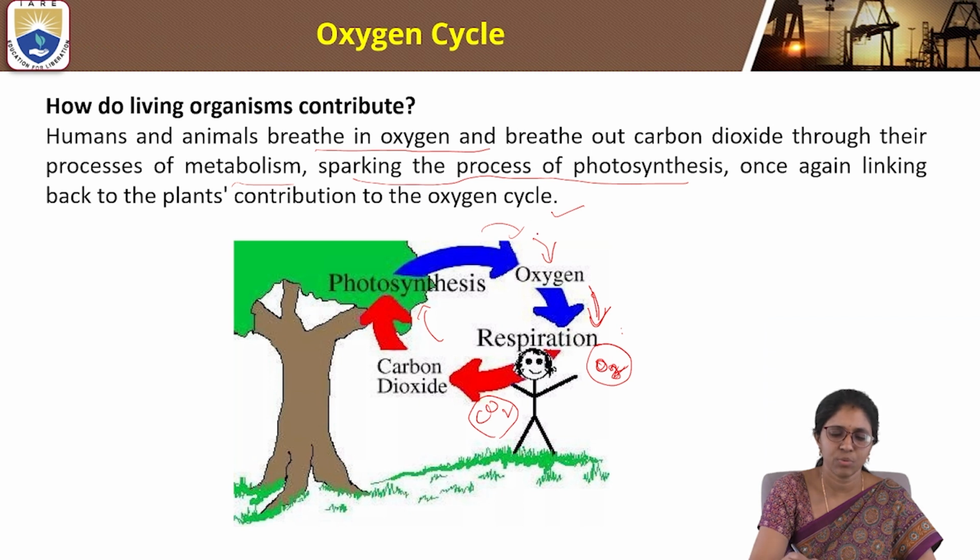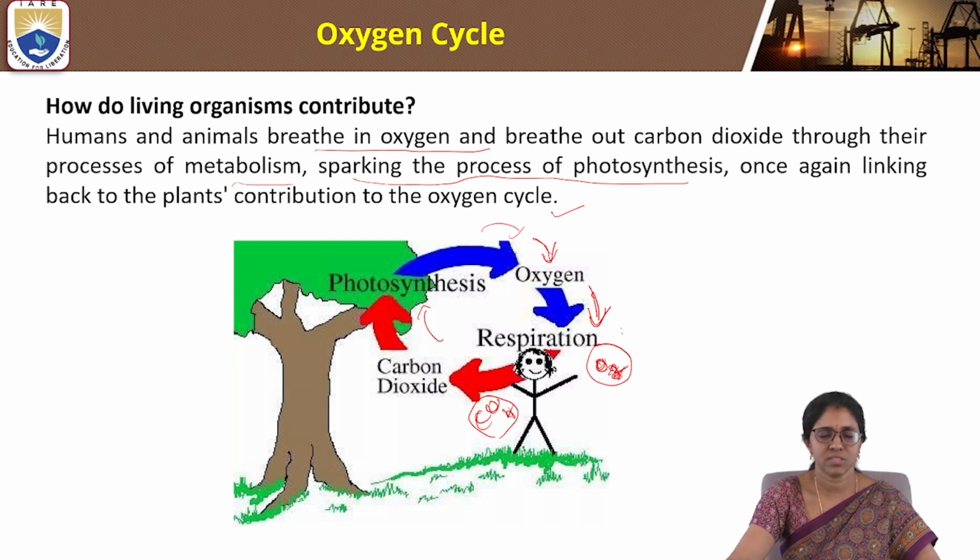Plants produce oxygen, which is used for the respiration of all living organisms. During respiration, these organisms produce carbon dioxide, which is again useful for the photosynthesis of plants. So this is the oxygen cycle.